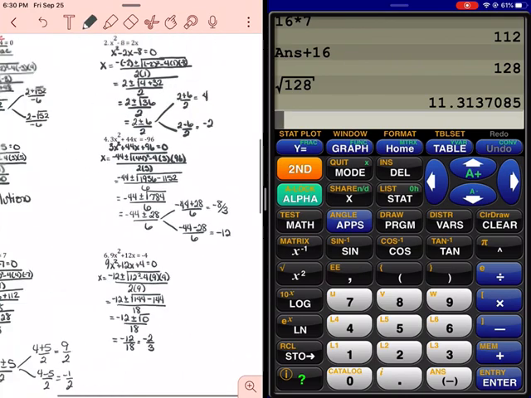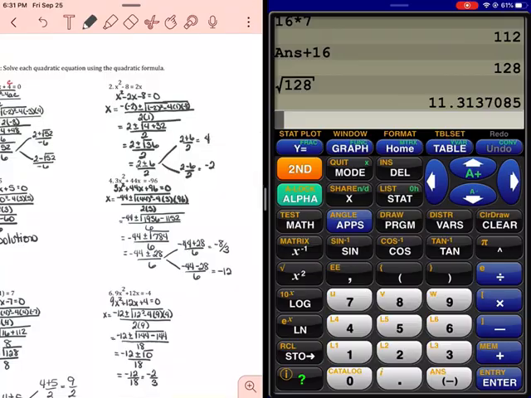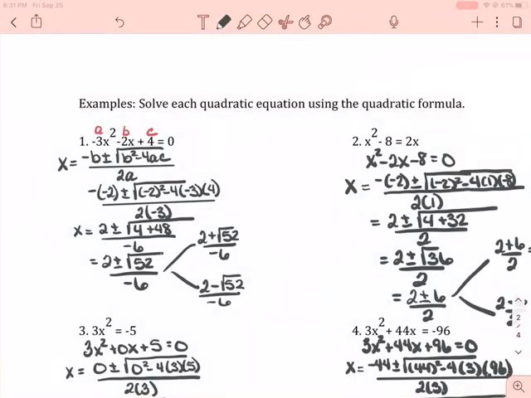All right, why don't you pause the video, try 2, 4, and 6 and see how it goes.